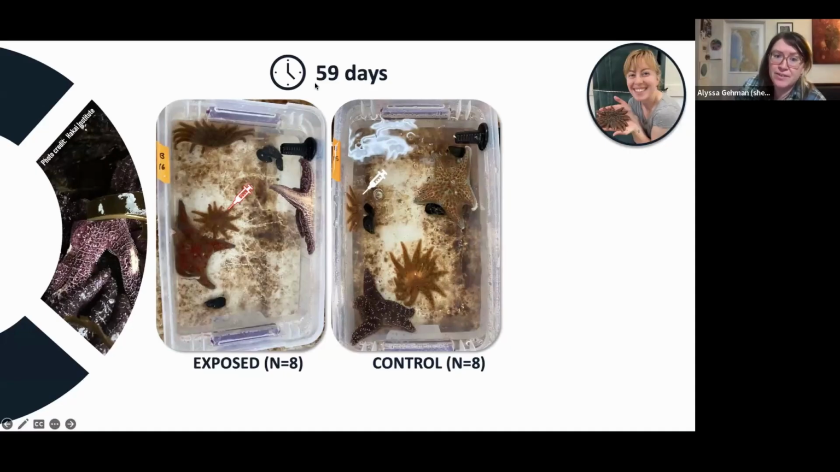We actually ran this experiment for 59 days, so it's a really long experiment. I don't think I'm going to show you any data, but what I will tell you is that both sunflower stars died, as did most of the ochre stars, and none of the leather stars. We were there for 59 days. Every star around them died, and the leather stars just kept on going, which was incredible and is something we're going to continue working with and understanding.